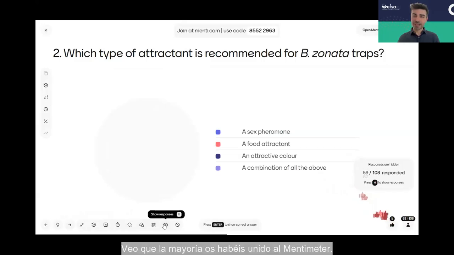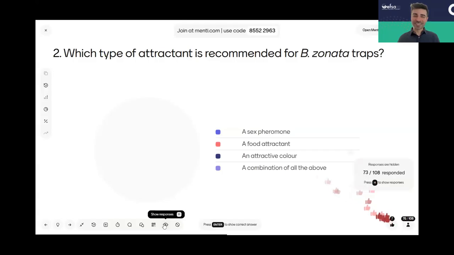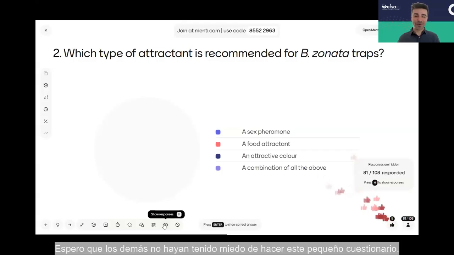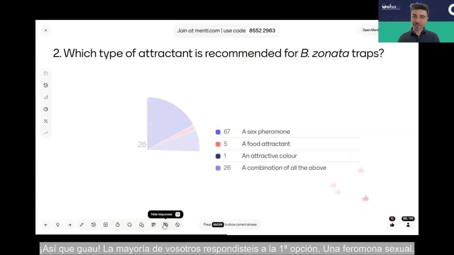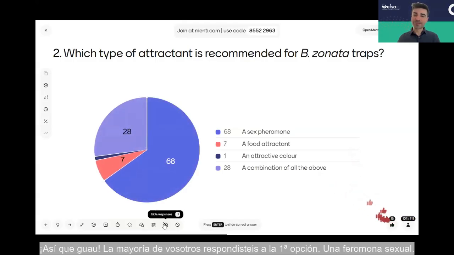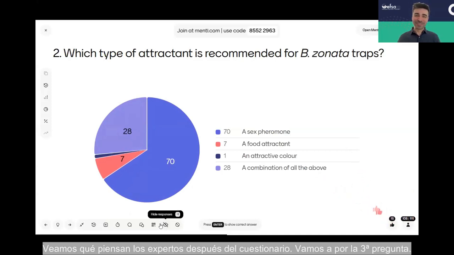I see more of you joining the Mentimeter. I hope the other ones were not afraid to do this small quiz, but you can join us at menti.com and use the code that you can see in the upper side of the slide. So, wow, most of you answered the first option, a sex pheromone. Let's see what the experts think after the quiz.